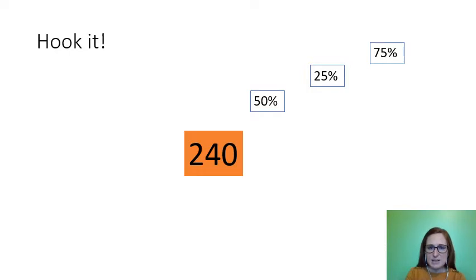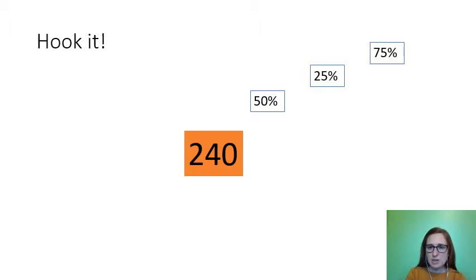Okay, so here's our hook it. I'm going to start with the number 240. Now if I wanted to find 50% of that, I could do it really quickly by halving it. If I knew 50%, I could find 25% really quickly by halving 50%. If I wanted to find 75%, I could find that really easily now that I know 50% and 25% because I could add them together to make 75%. Or I could do 3 lots of 25% to make 75%.